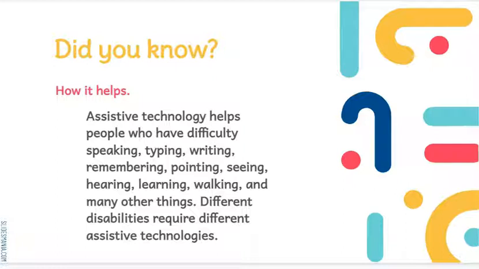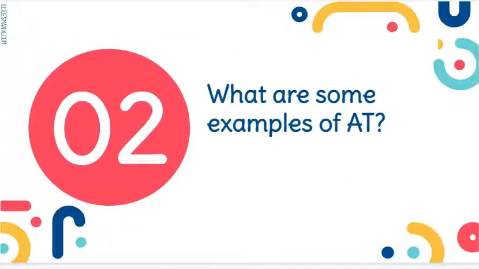Many different disciplines also recommend assistive technology besides assistive technology specialists. These disciplines include speech therapy, occupational therapy, physical therapy, vision therapy, and even special education teachers. Assistive technology helps people who have difficulty speaking, typing, writing, remembering, pointing, seeing, hearing, learning, walking, and many other things. Different disabilities require different assistive technologies.